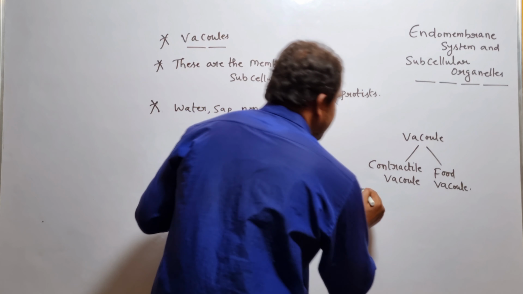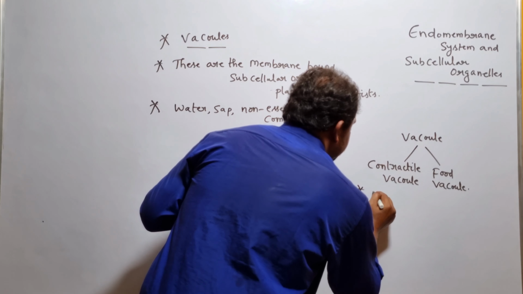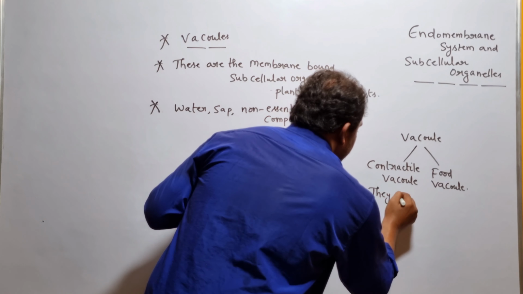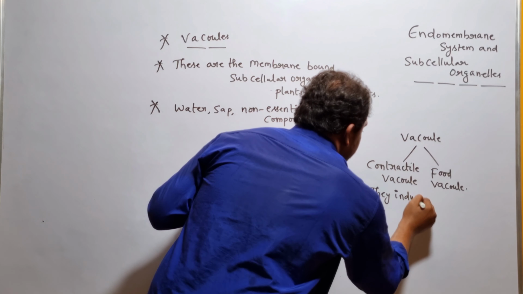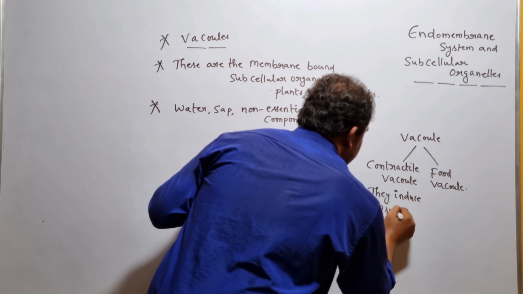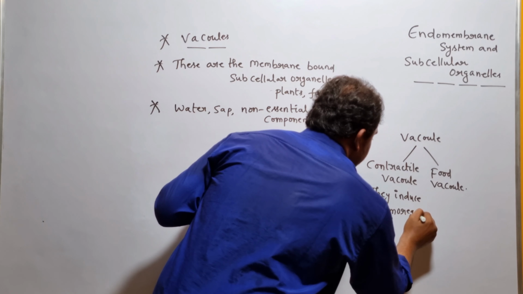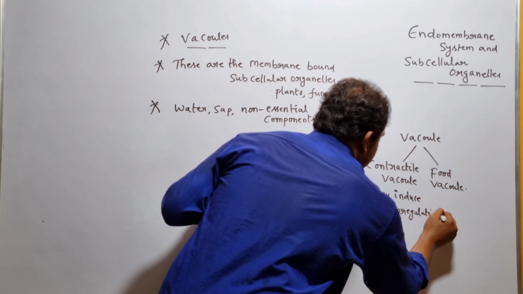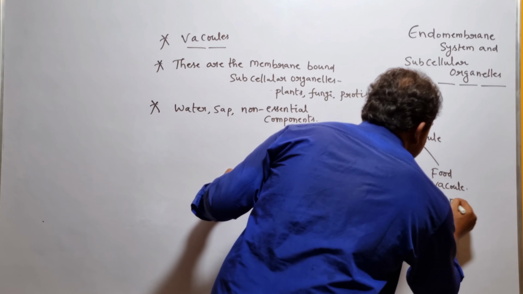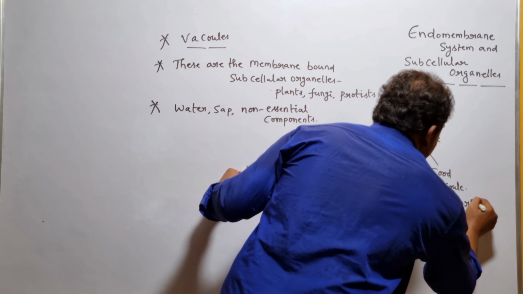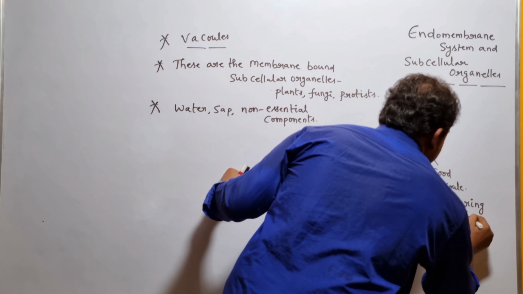So let me write it here. Contractile vacuoles induce osmoregulation. Whereas food vacuoles are responsible for storing the food particles.